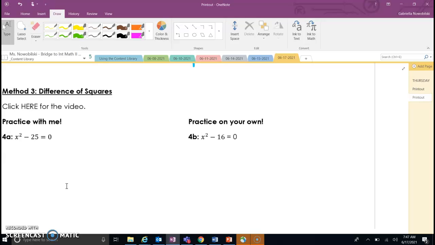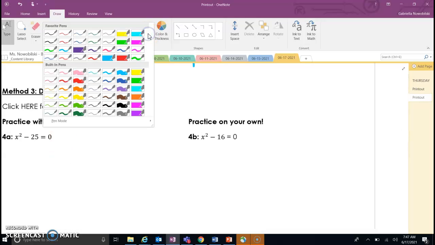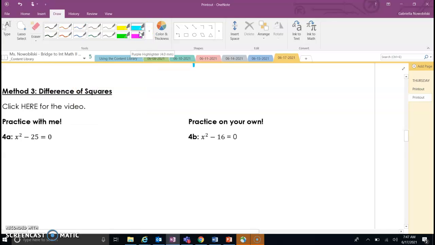Difference of squares is a method that we use only when we see that there is a perfect square in my problem. So again, there's always going to be two terms. So you use the difference of squares when there's going to be two terms. So this is going to be a binomial, set equal to 0. So I'll check off the other ones.